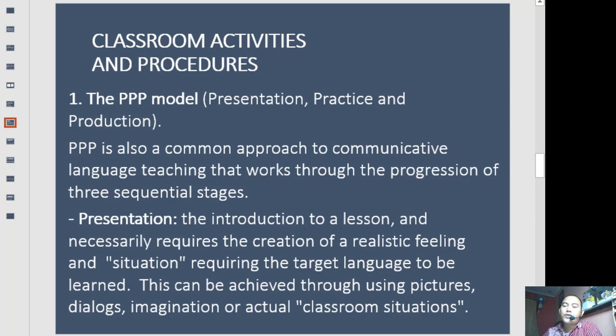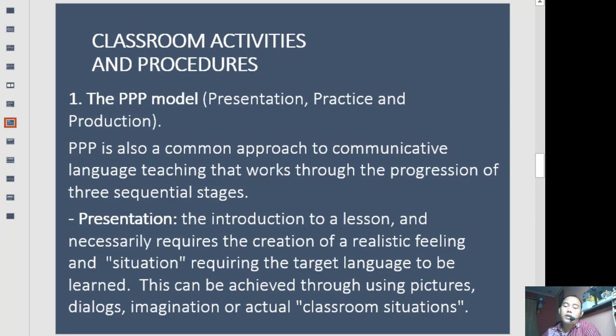The classroom activities and procedures. A teaching procedure applicable for teaching grammar is the PPP model of presentation, practice, and production. The PPP model is also a common approach to communicative language teaching that works through the progression of three sequential stages. Presentation represents the introduction to a lesson and necessarily requires the creation of a realistic-feeling situation requiring the target language to be learned. This can be achieved through using pictures, dialogues, imagination, or actual classroom situations.